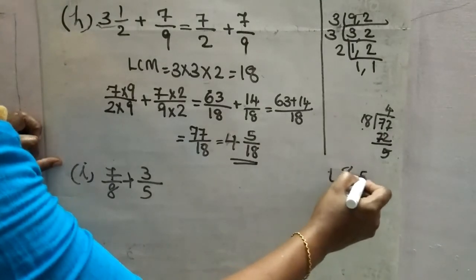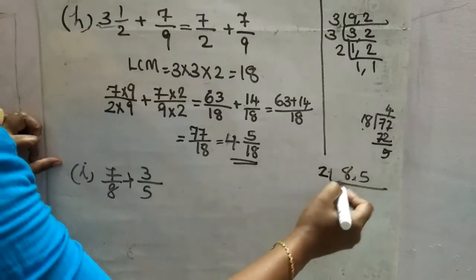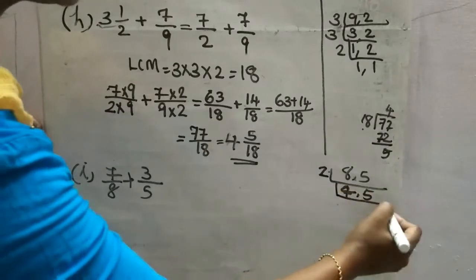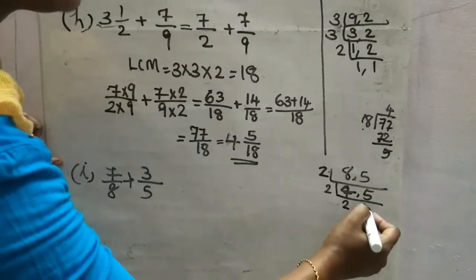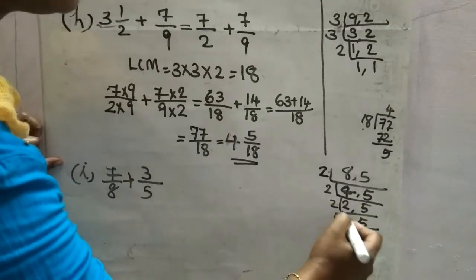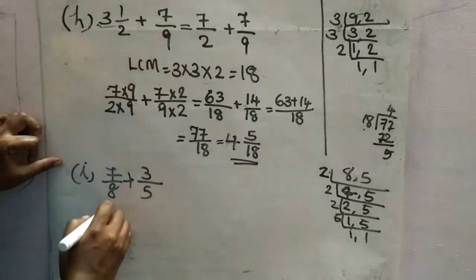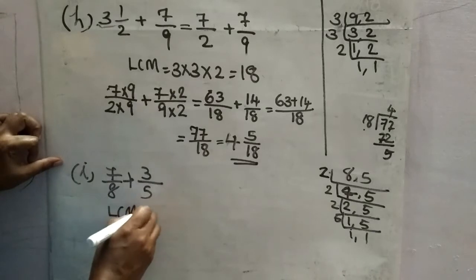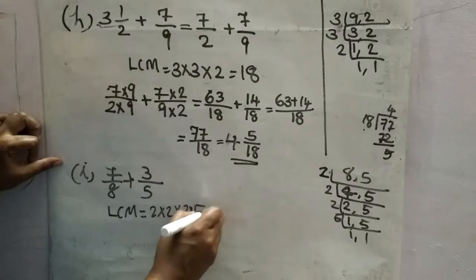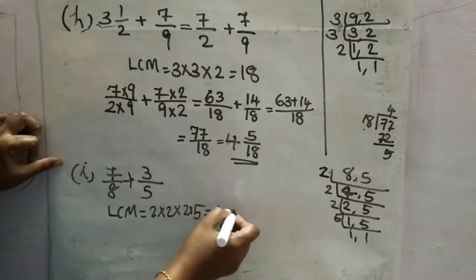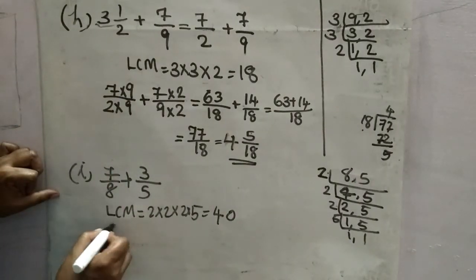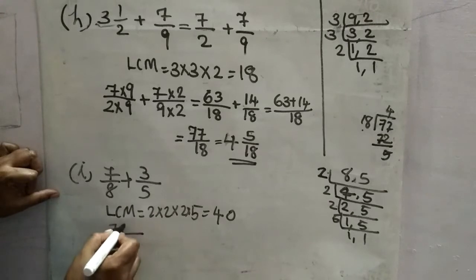Find the LCM. 4 times. Here it will not go. Write the same number. 2 times 5. Again 2 1 time 5. 5 it is 1 time. So the LCM is equal to 2 into 2 into 2 into 5. That is equal to 40. Now change these fractions into like fractions using the LCM.